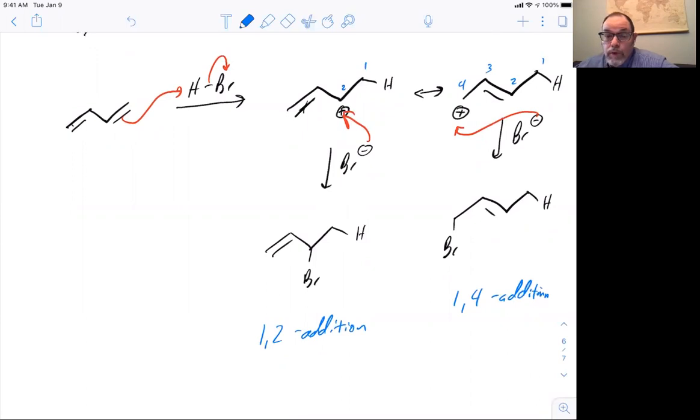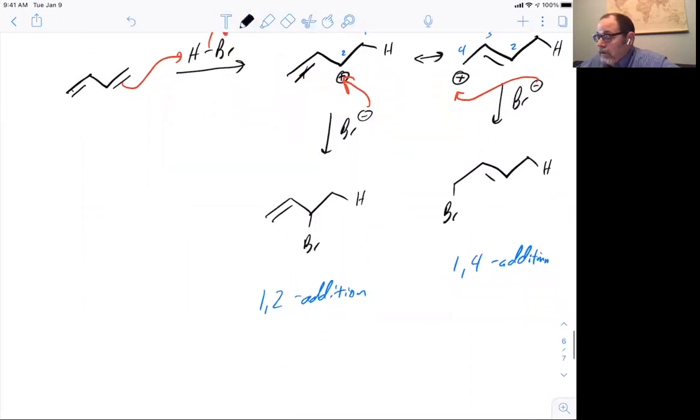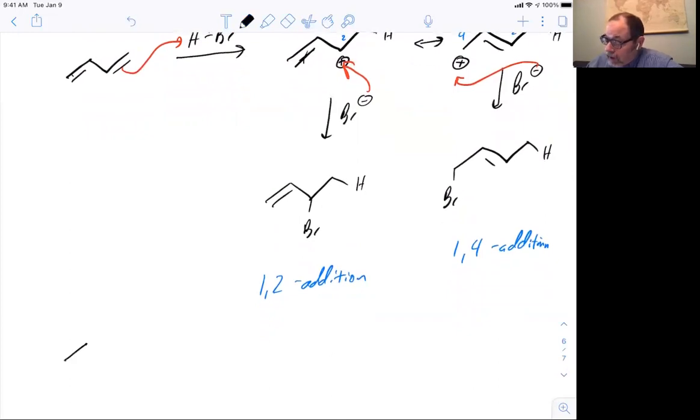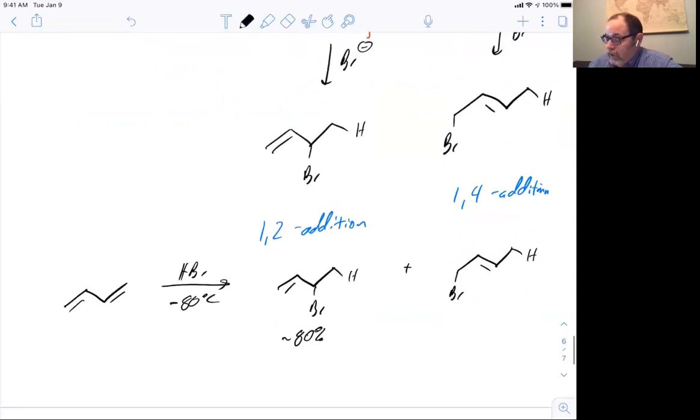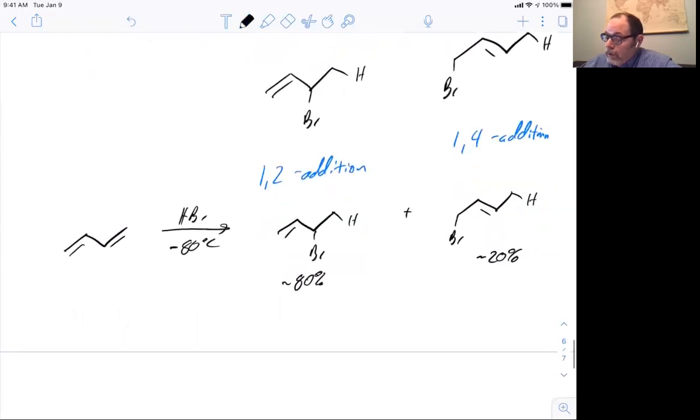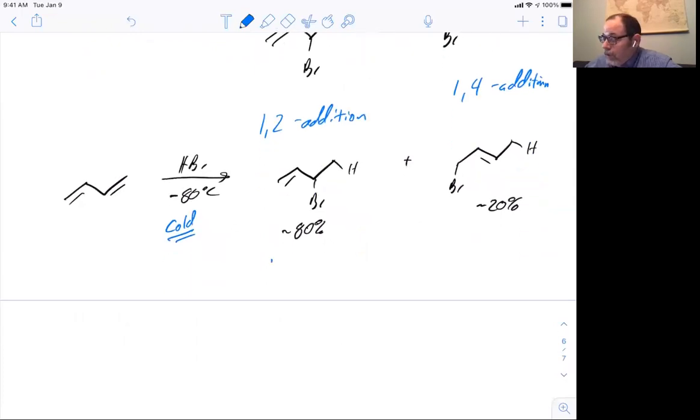Both of these are possible, but which one is going to be favored? It turns out if we change our conditions, we can get two different products. If we look at this one, HBr at minus 80 degrees, we end up getting a majority of the 1-2 addition. Again, I'm leaving the hydrogen on there so you can help recognize the 1-2 and the 1-4. So under cold conditions, we end up with a majority of the 1-2.